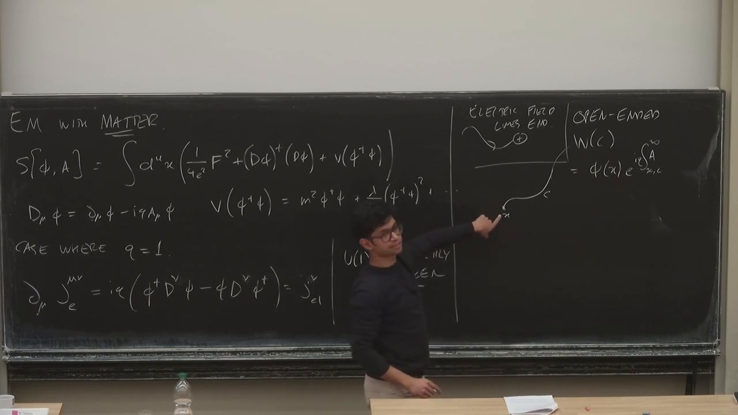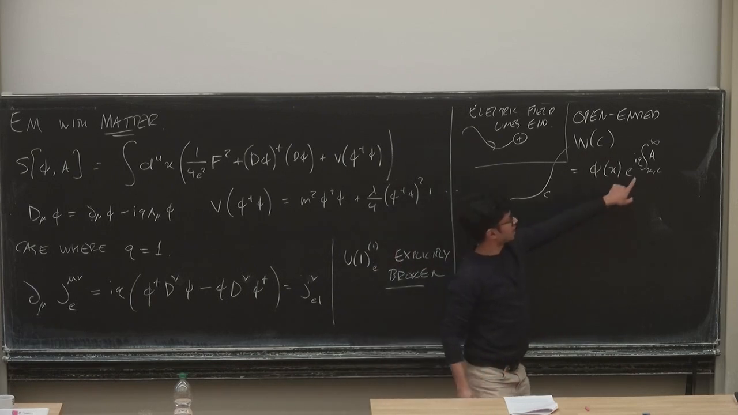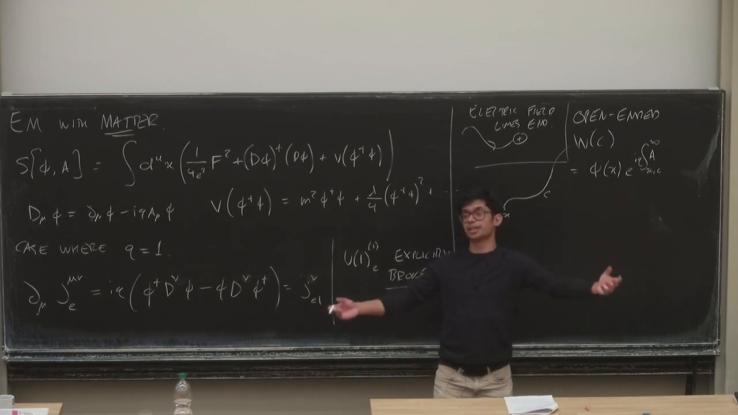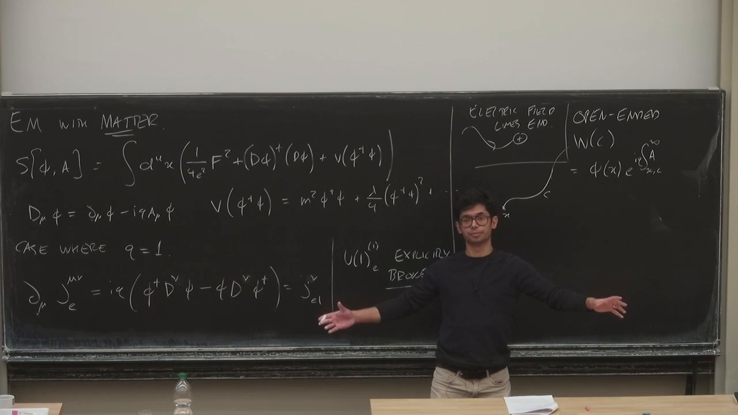This is completely gauge invariant. The integral ends at x, so the Wilson line is not gauge invariant, and phi is not gauge invariant, but the combination is gauge invariant. This is a fine thing to do.